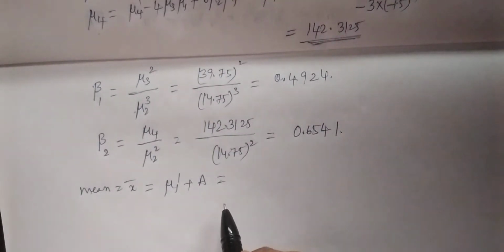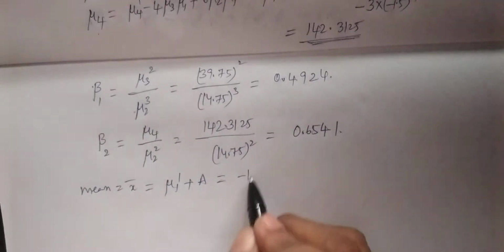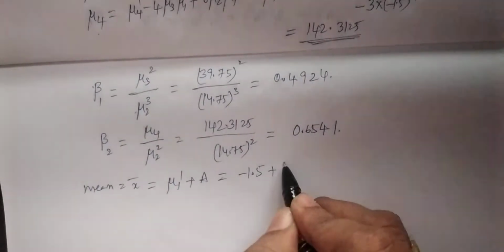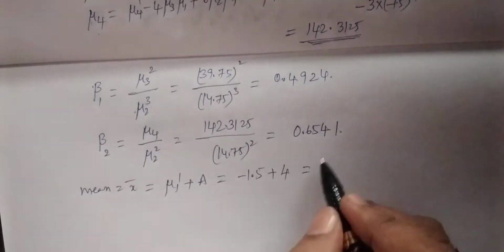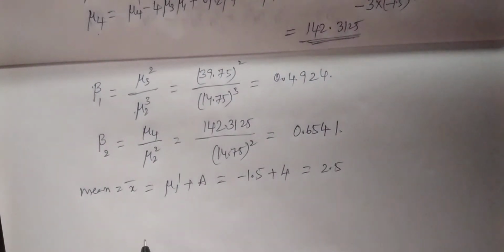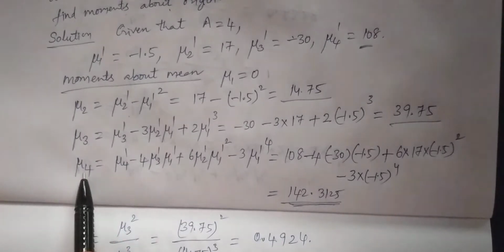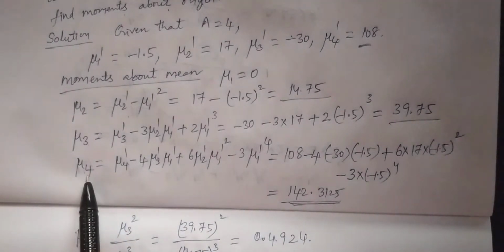What is mu1 dash? mu1 dash is equal to minus 1.5 plus a, which is 4. So the value is 2.5. 4 minus 1.5 is 2.5. So this is the value of x bar. If you know x bar and the respective central moments, we have calculated mu2, mu3, mu4. Take these values and x bar.